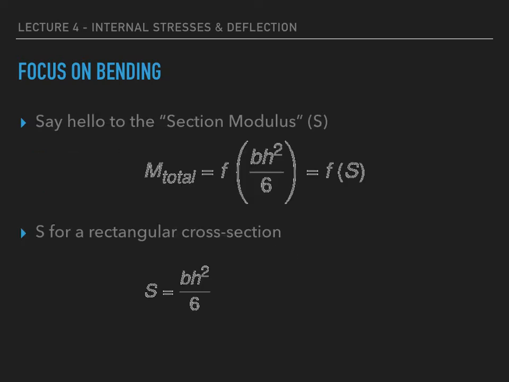And here's the magic. Structural engineers like to coin the term section modulus. That's a geometric property of a cross section. And we like to use the section modulus representing everything but the F or the stress. So b h squared over 6 is S, or the section modulus for a rectangle. So S equals b h squared over 6.